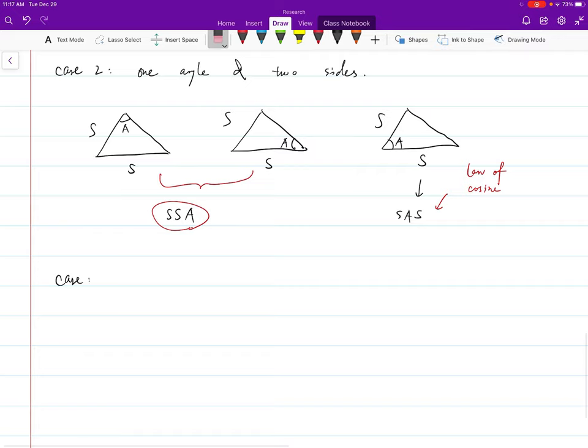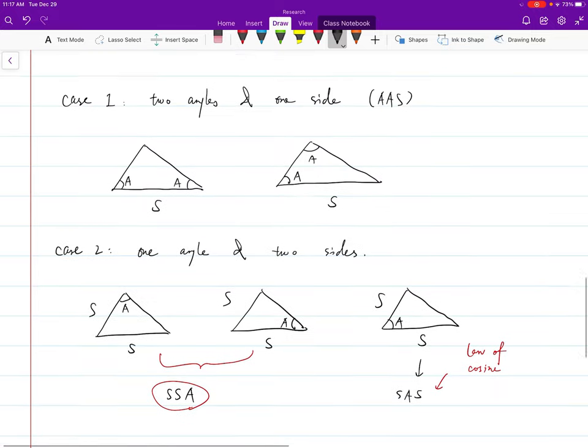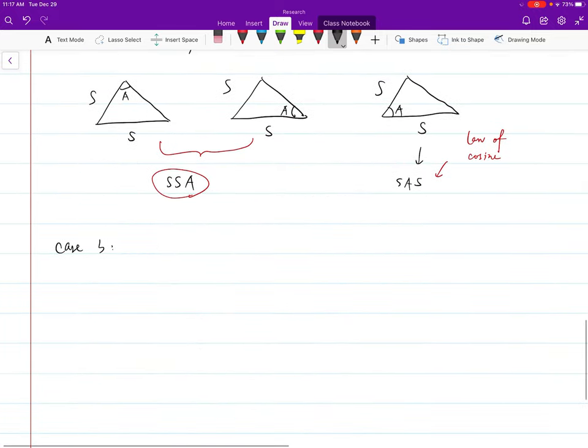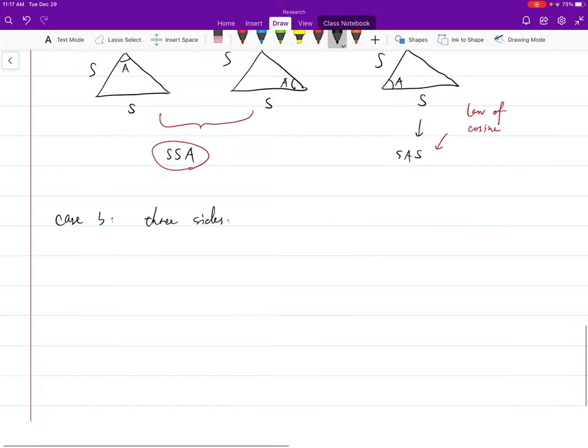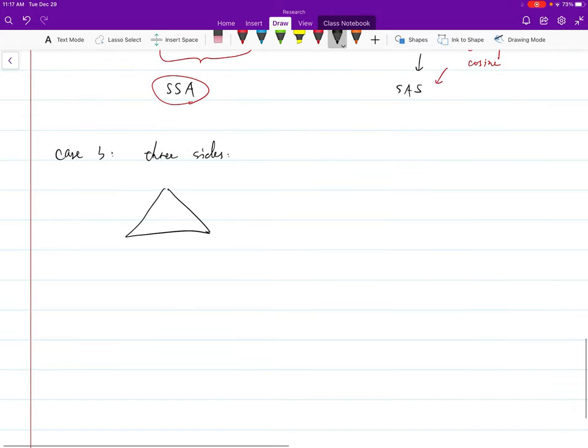Okay, now the third case, what do you have? Well, you had one angle, two sides, then two angles, one side, and now you have three sides. You don't know a single angle. You only know these three lengths. So somehow you want to figure out what these angles are. For this, we definitely need the law of cosine. Okay? We call it SSS case, and we need the law of cosine.